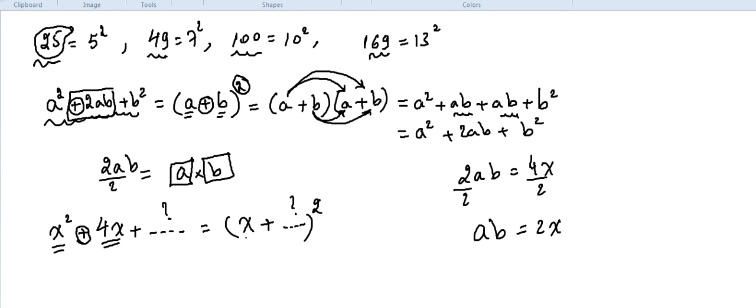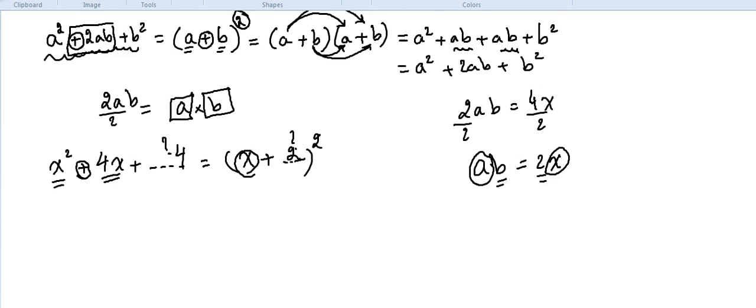And we know that x is what? x is a. So what is b? b is 2, right? a times b, 2 times x. So b is 2. This is b here. b is inside the square. Outside we have b squared. So we have to add 4 to it. We have to use this to do the completing the square thing.